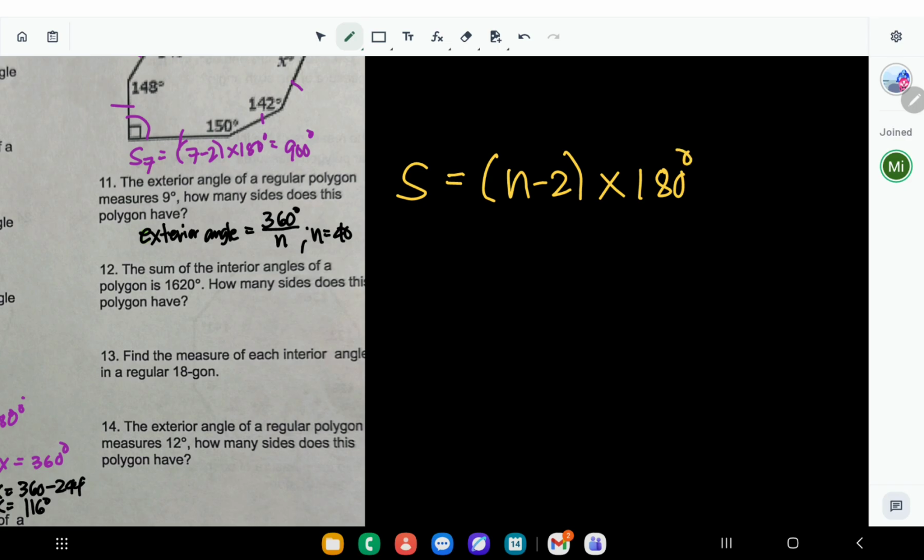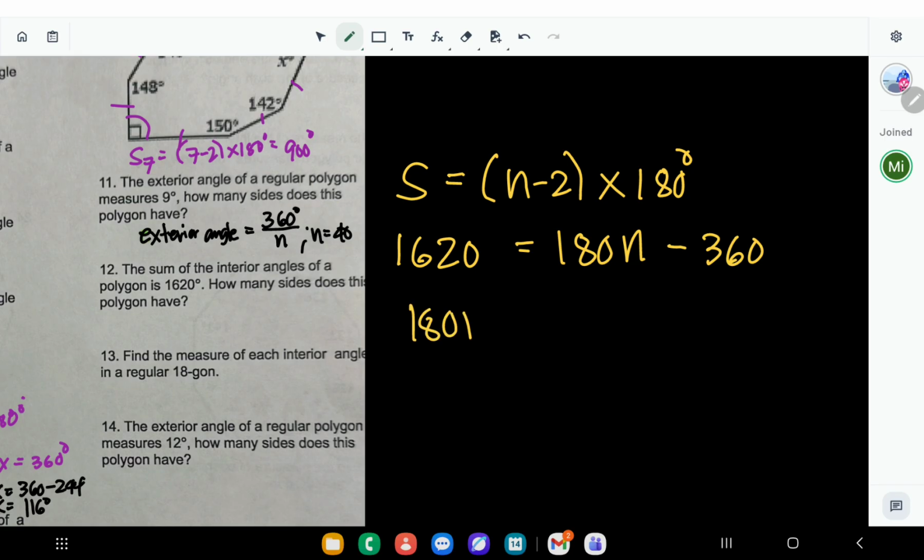Okay, we need to find n. We're given the sum, which is 1620. Then this is 180n minus 360. So 180n equals 1620 plus 360. That is 1980.